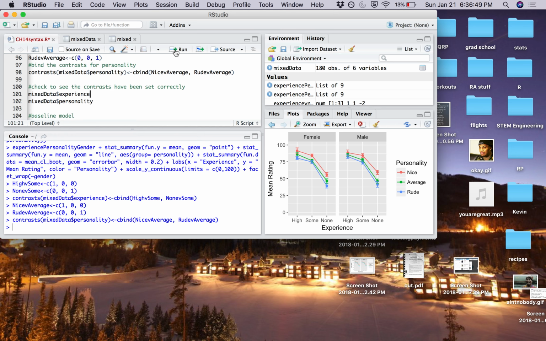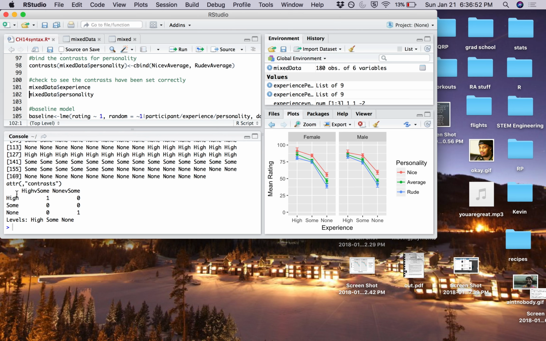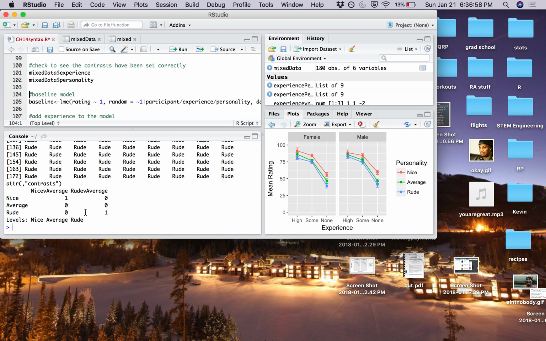So next we will check to see the contrasts have been set correctly. So we want these to negate, as we already saw before. So yeah, we indicate the data frame and then the variable.